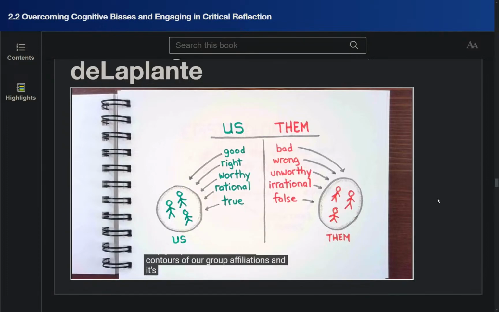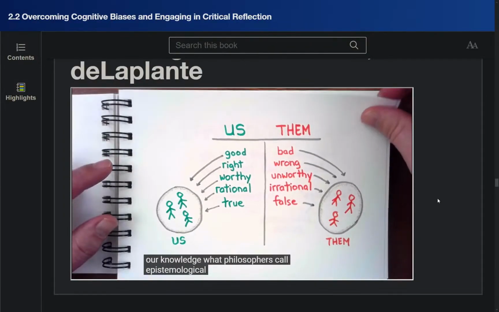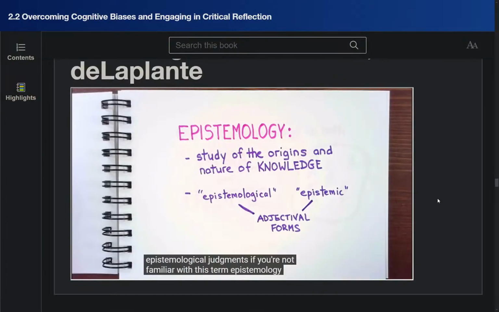And it's not just our moral psychology. Our judgments about what's reasonable or unreasonable to believe, what arguments are persuasive, what sources are trustworthy, also follow the contours of our group affiliations. These are judgments about the character of our beliefs and our knowledge, what philosophers call epistemological judgments. If you're not familiar with this term, epistemology is the name for the branch of philosophy that studies knowledge. Epistemological is the adjectival form. It's a long word, it has 7 syllables, so people sometimes use the shorter term epistemic as the adjectival form, and these mean the same thing. An epistemic judgment is an epistemological judgment.